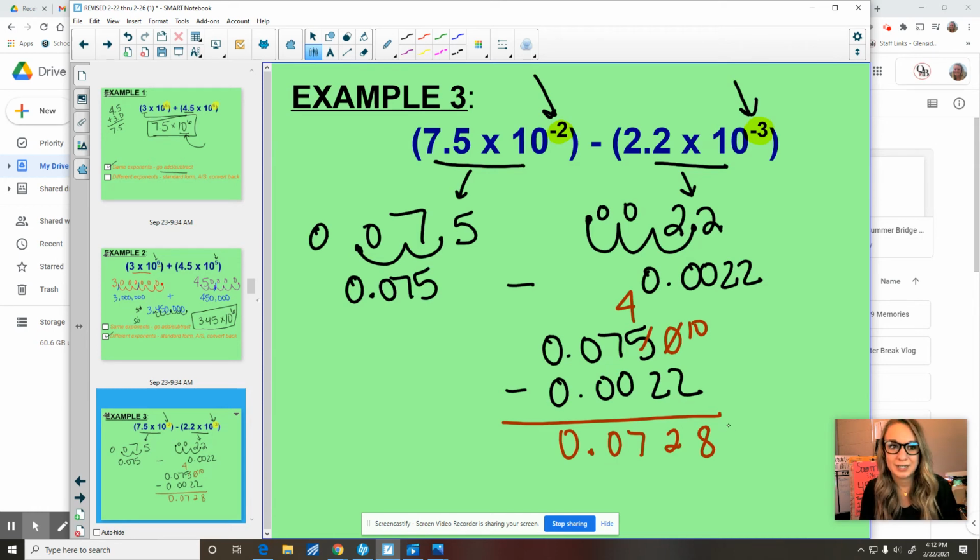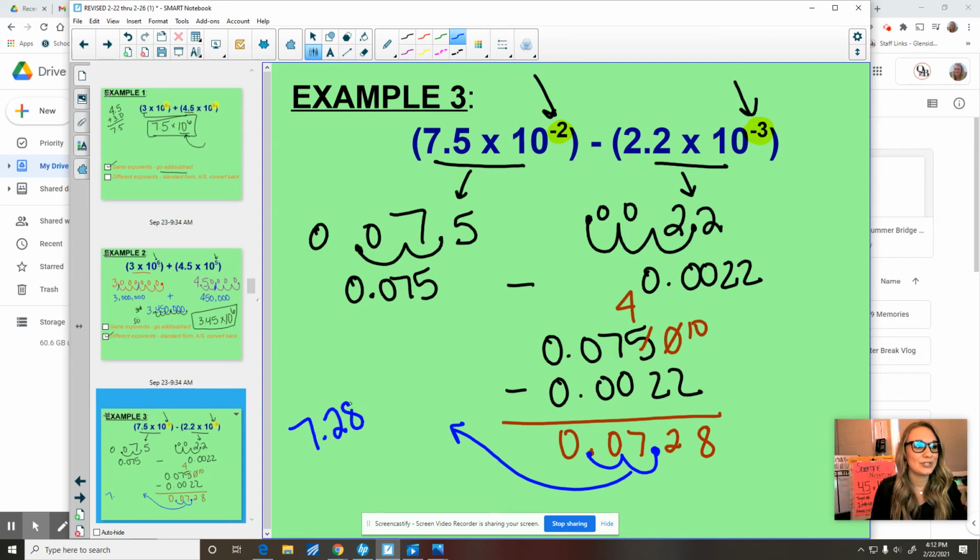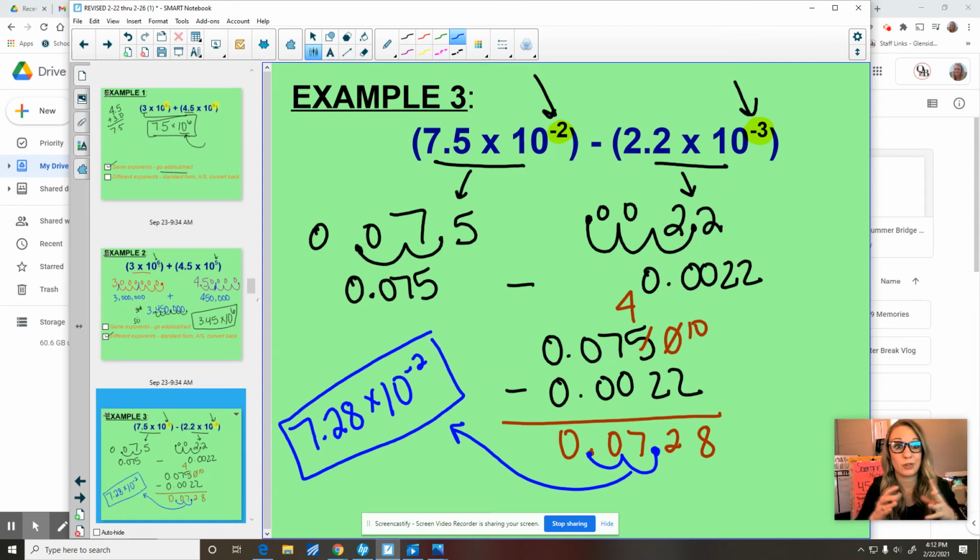That answer, though, isn't cool. Like, I don't want it in standard. I need it back in scientific notation. Okay. So you're going to take your decimal and go once, twice. Here I am. And I've got 7.28 times 10 to the negative 2 power. Negative because it's a number smaller than 1. Okay. And I moved it twice there.